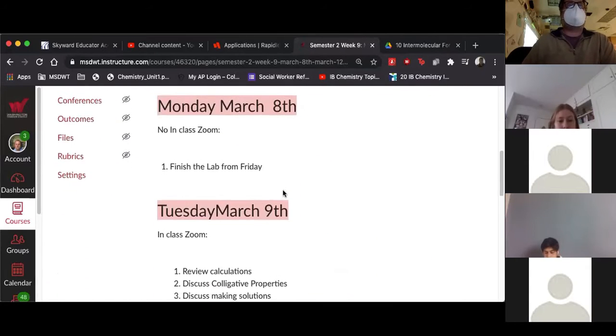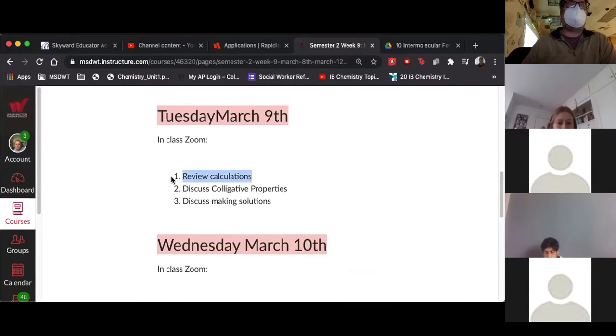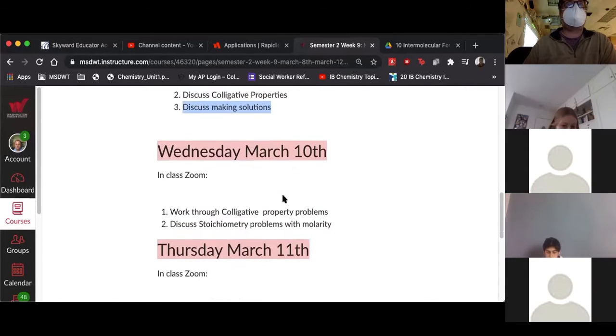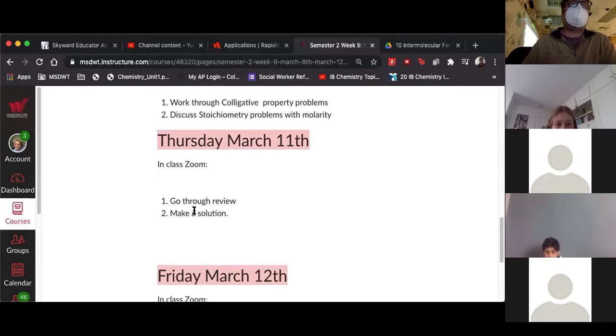Right, so today we want to make sure that you got those calculations. We want to discuss the colligative properties, and if we have time, we're going to discuss making solutions. If we don't get that done today, we'll discuss it tomorrow, and then we'll try to make a solution on Thursday. And what we'll do is make a solution for the laboratory that we're doing next week on Thursday and Friday. So how good you make the solution on Thursday will affect your laboratory results next week.